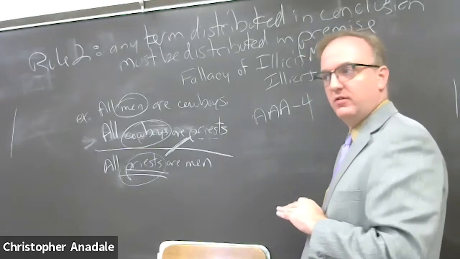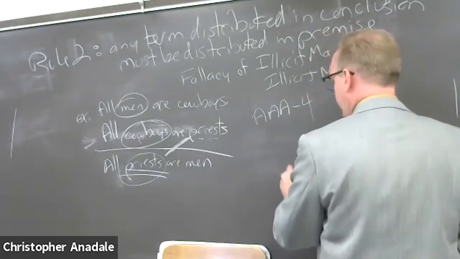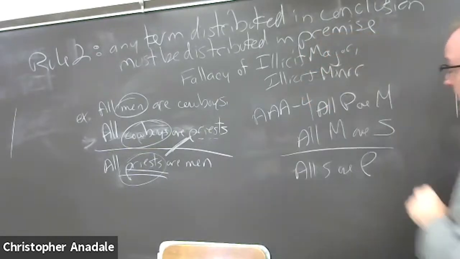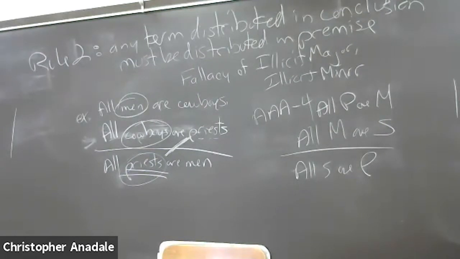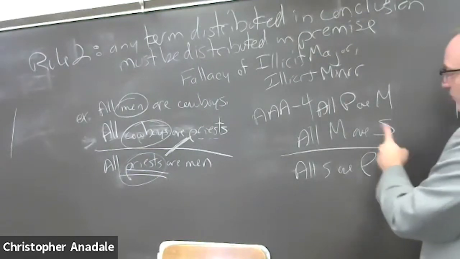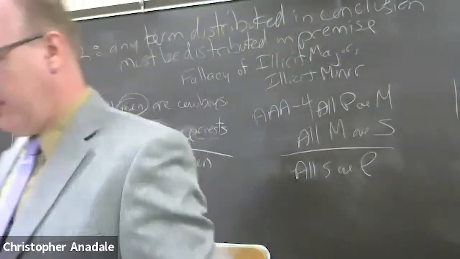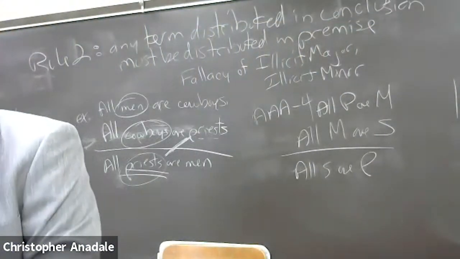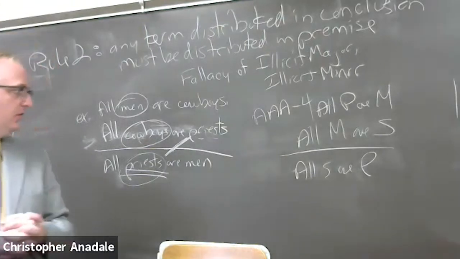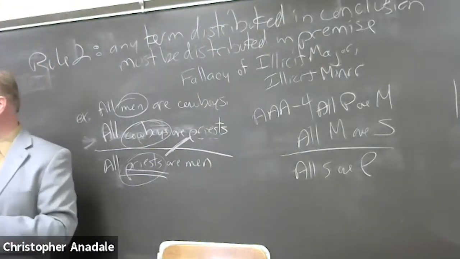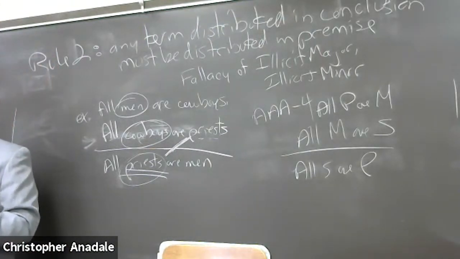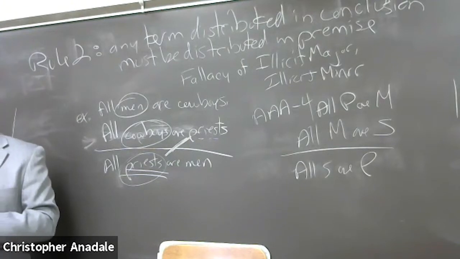Okay. If I were to substitute this, the AAA4 looks like: all P are M, all M are S, all S are P. This doesn't work because there's a Rule 2 violation, even though there's not a Rule 1 violation. So in this case, it's the fallacy of illicit minor. The minor term is distributed by the conclusion, but not by the minor premise.